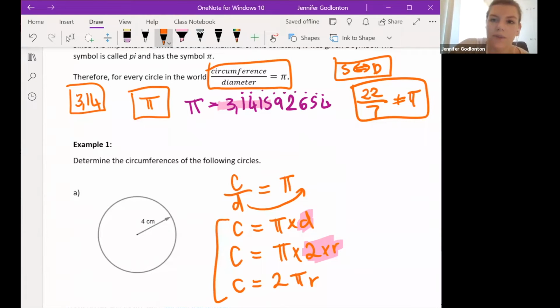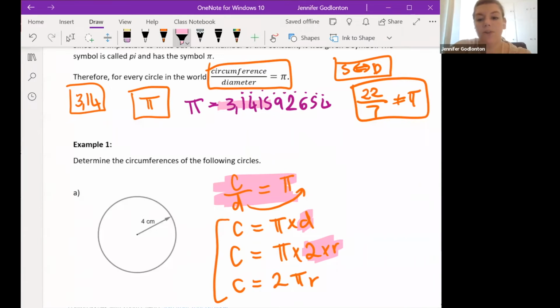So this first part, let's just get a different color happening here. This color, all that is saying is that whenever we take the circumference of a circle, remember circumference is the outside of our circle, and we divide it by the diameter of our circle, we get this number called pi. That is all that first part is saying. Okay. And then we're just rearranging it.